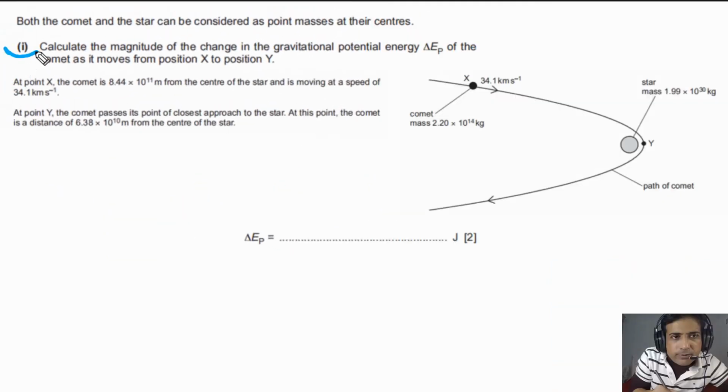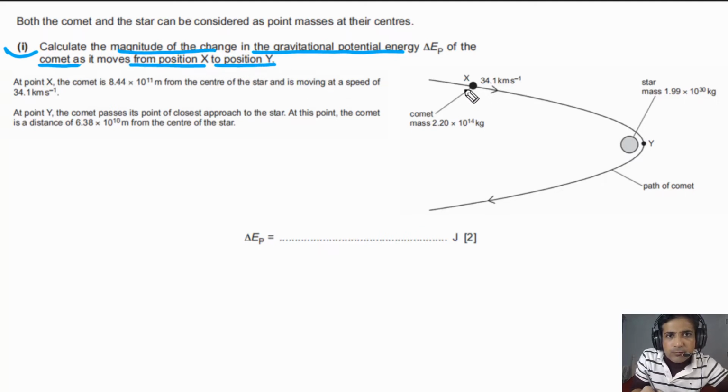For part B1, we need to calculate the magnitude of the change in gravitational potential energy of the comet as it moves from position X to position Y. Meaning when the comet moves from this point to this point, what is the change in gravitational potential energy?